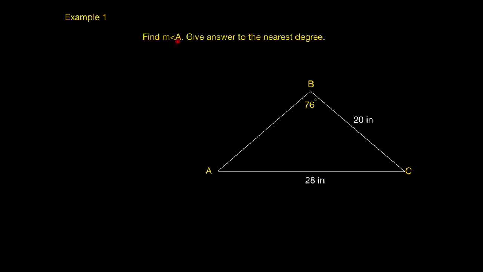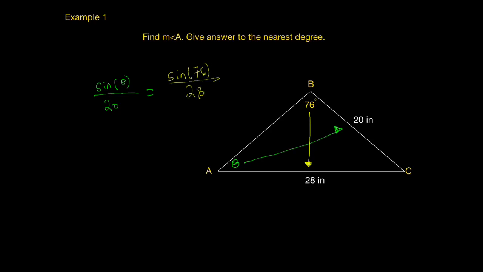So today we're going to find the measurement of angle A. We're going to give the answer to the nearest degree. I'm going to rename it as theta. So to apply the law of sines, I can take my angle and get the sine of it. So I'm going to get sine of theta over 20, because that's the length across from it. That is going to equal, and now I have this angle 76, so I'm going to use that. It's going to equal the sine of 76 over the length of 28. So sine of 76 over 28.